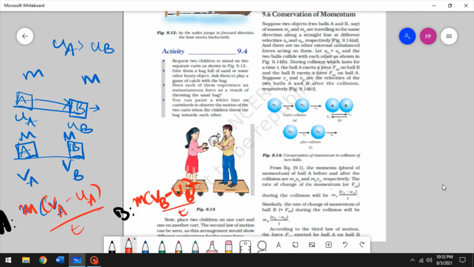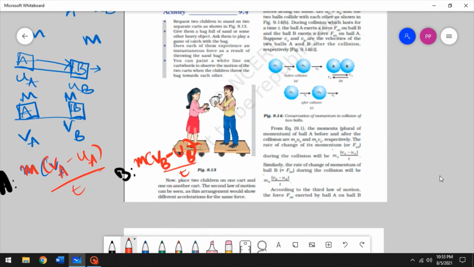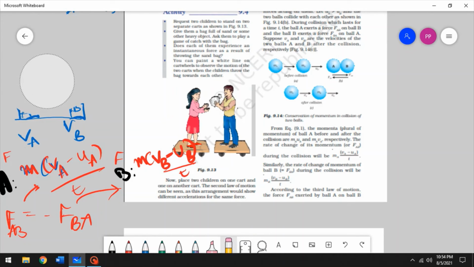According to the third law, the force that A exerts on B will be equal and opposite to the force that B exerts on A. This is the force exerted by A and the force exerted by B. So, F of AB is equal to negative F of BA. So, when we substitute them for these, let me get rid of this because that's making it chaotic.